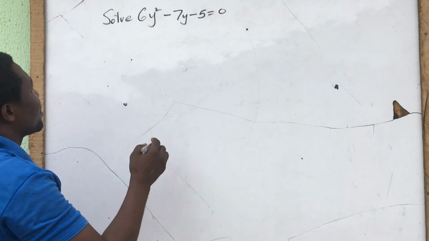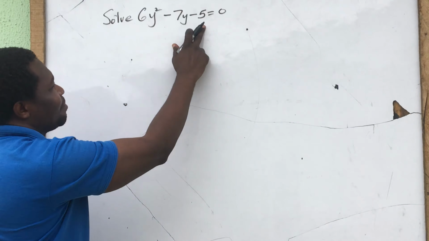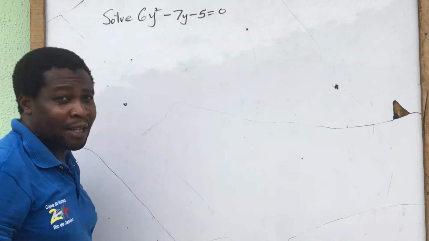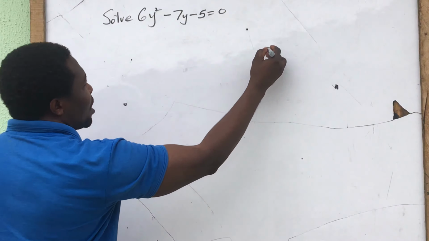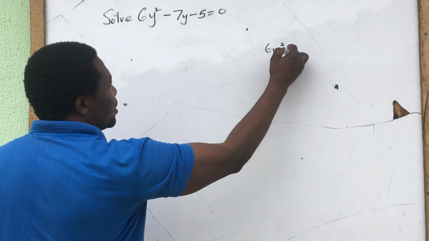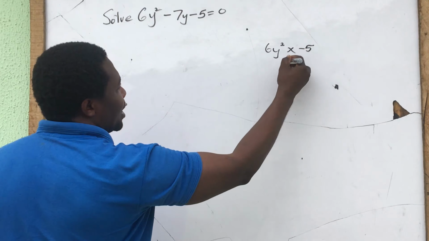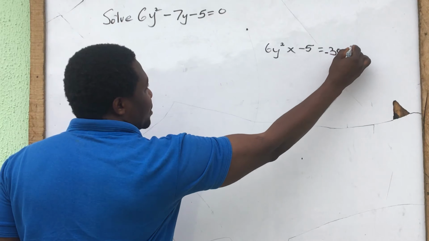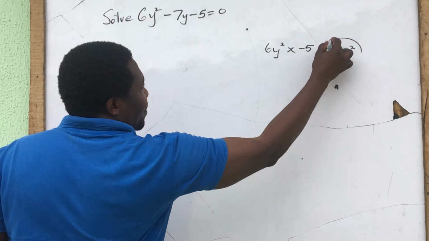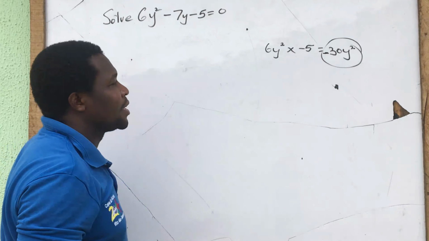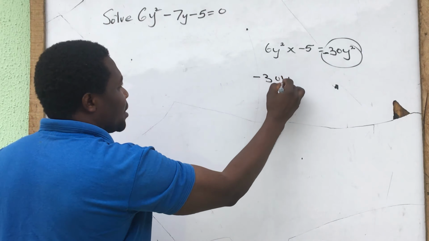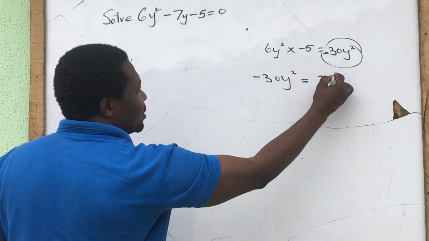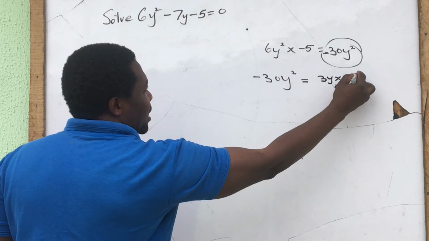To do that, let's multiply the first term and the last term, the third term, together. That is 6y squared multiplied by minus 5, and this gives us minus 30y squared. So we need to know the factors of minus 30y squared. We can have 3y times minus 10y.